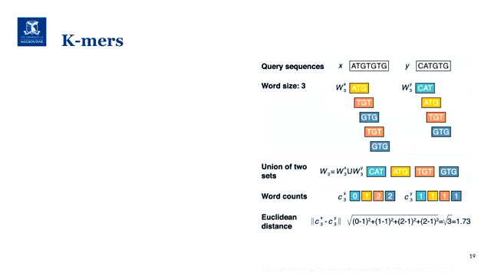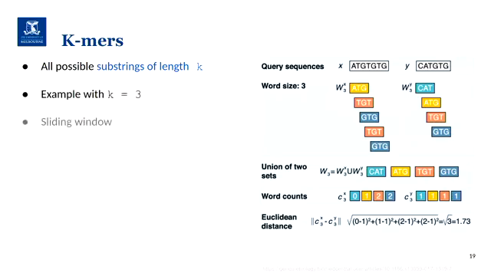So a k-mer is a word of length k. Let's consider two sequences, sequence X and sequence Y. We want to identify all possible substrings of length k, and let's consider k equals 3. What we're going to do is slide a window throughout the whole of sequences X and Y. Let's say we start with A, T, G, and we keep moving the window that way. Then we have T, G, T, then G, T, G, and so on and so forth. Okay? What do I do with that?